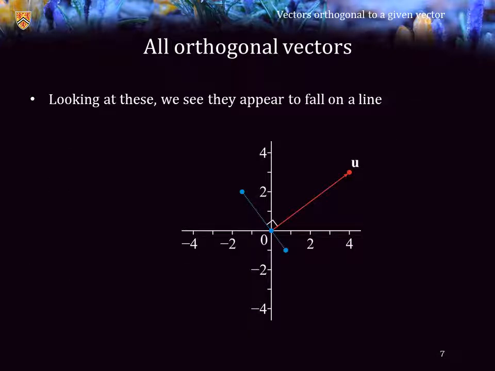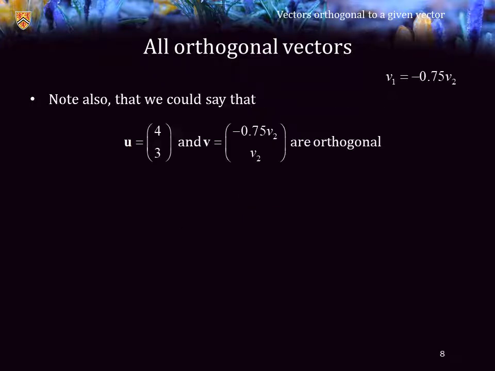Now, looking at these 3 points that we found, we see that they appear to fall on a line. Let's try to show that, but we're going to show it using vectors. Now, if instead we don't give v2 a value, but simply place v2 in the second entry, and in the first entry we put the value of v1, which is negative 0.75 times v2, then we know that these two vectors must be orthogonal.